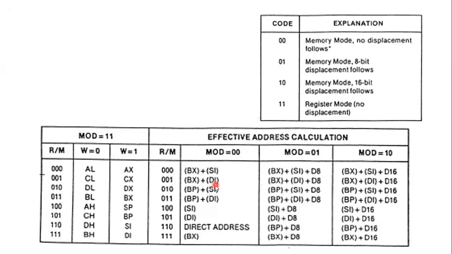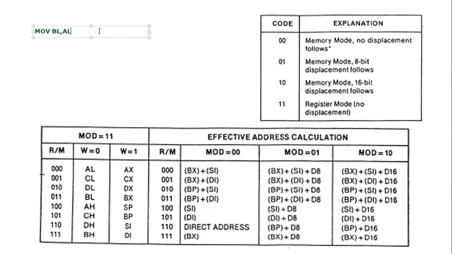BX plus DI, base plus index, BP plus SI, base plus index, and so on. So there are various options of R/M, and we will consider them by example. So let's consider an example. Let's check we are converting MOV BL, AL. This is the instruction we want to convert.